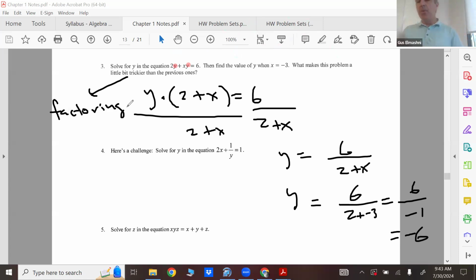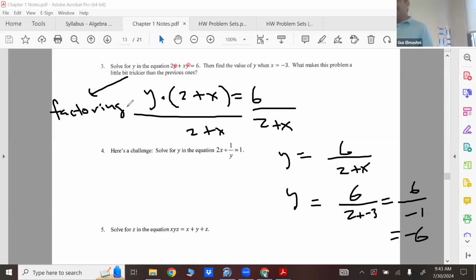Just a little more sophisticated skill we have to use here. Yeah, Manny, go ahead. -3. That's fine. But I still want you to isolate y algebraically as well. You still have to do that. I'll make that requirement.